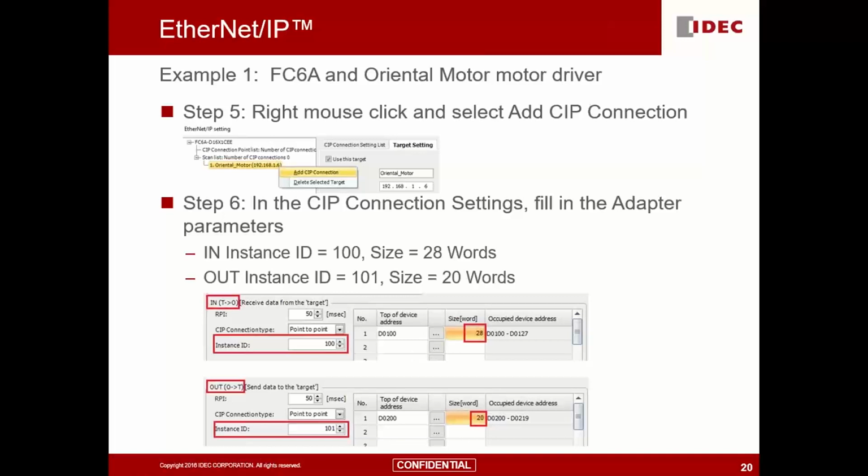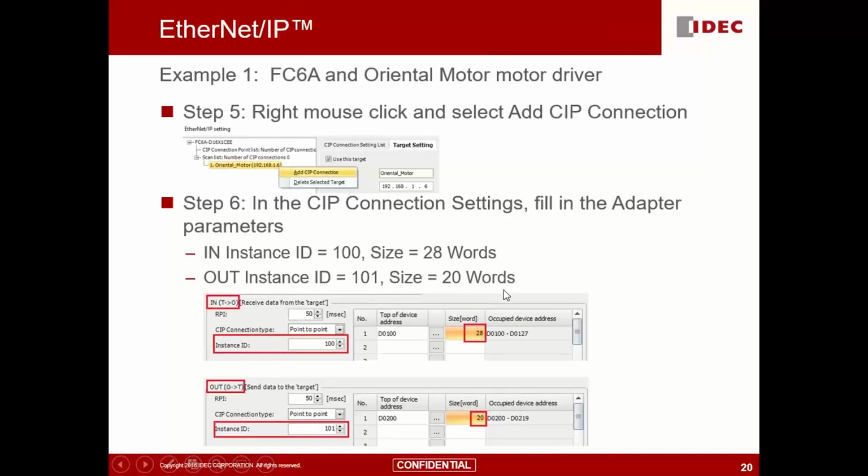Step number 5 is you right mouse click and select add SIP connection. Okay, under here you add a SIP connection. So the next step is in SIP connection setting, you fill in the adapter parameters. Okay, so you have input instant ID 100, size 28, output instant ID 101, size 20.